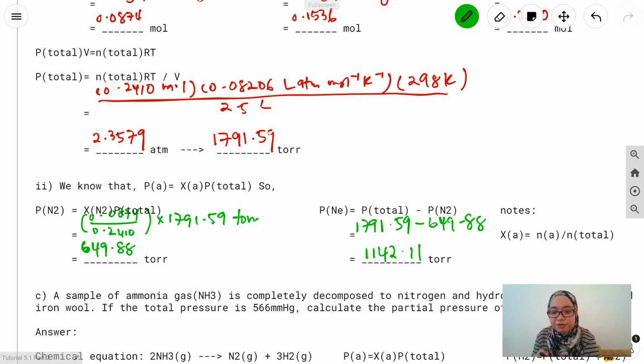Okay? Alright. So remember that to find the mole fraction is the number of mole over total number of mole. Okay, so don't forget that. You can also find the partial pressure using the same formula as this. The marks are the same. Okay? The marks are the same. Alright.